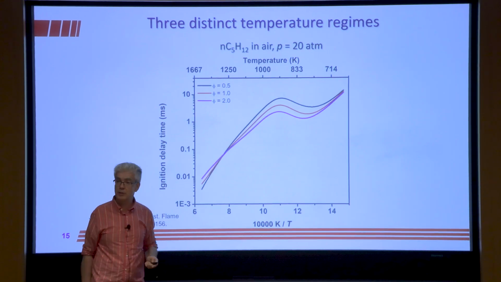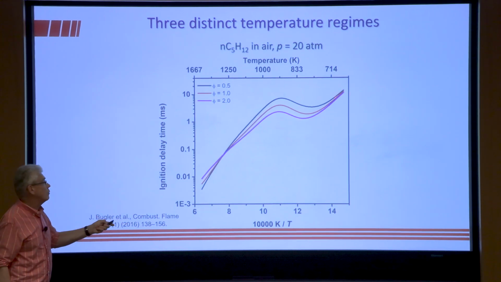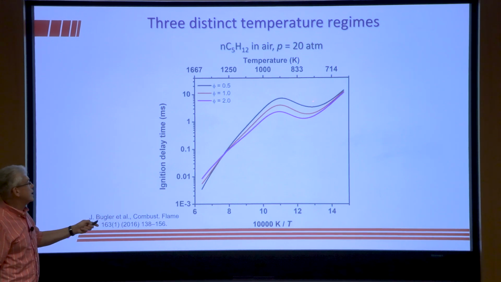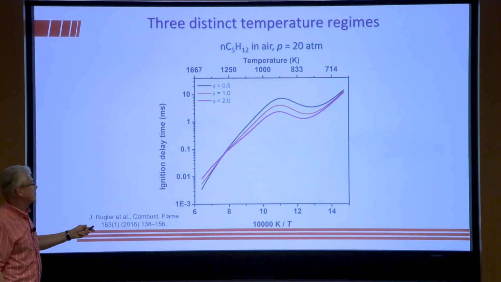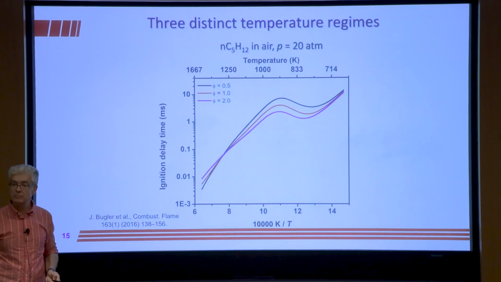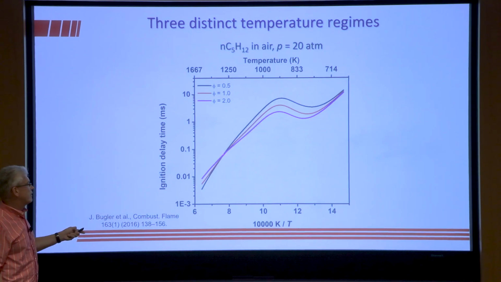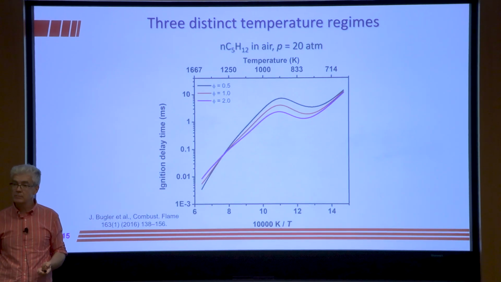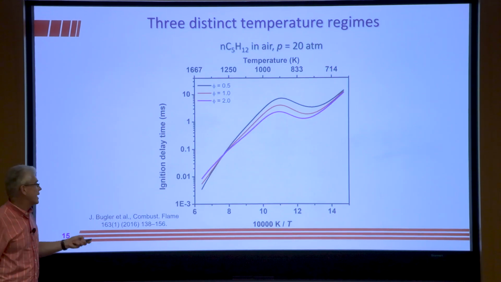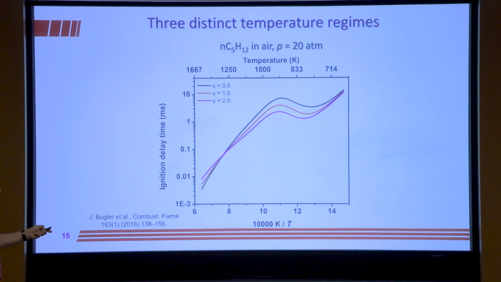convergence here at low temperature. And then we see that lean mixtures are slower to ignite, up to about 1250 Kelvin. Stoichiometric mixtures are intermediate, and rich mixtures are faster to ignite up to 1200 or 1250 Kelvin. Once you reach 1200, 1250 Kelvin, lean mixtures are faster to ignite, then stoichiometric, and rich mixtures are slowest to ignite. So that's weird.